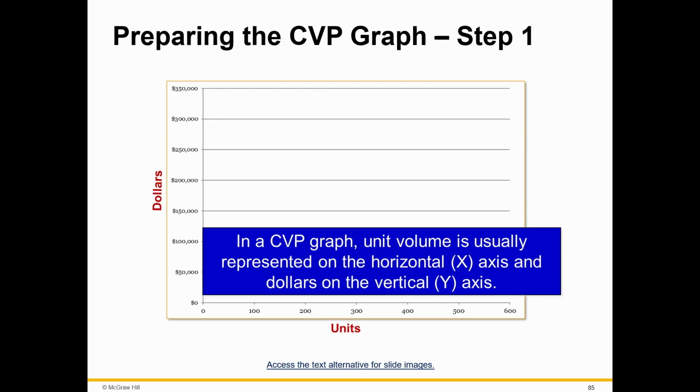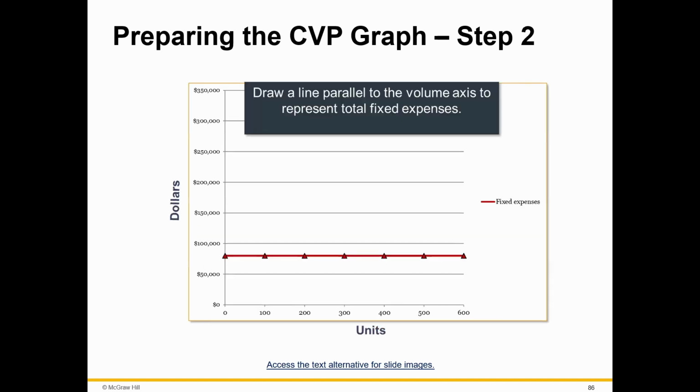And so the first thing we need to do is to draw a line parallel to the volume axis that represents the total fixed expense. And that's what we've done there with the red, to calculate our total fixed expense. And remember, the fixed expense is going to be fixed regardless of the number of units that we sell.